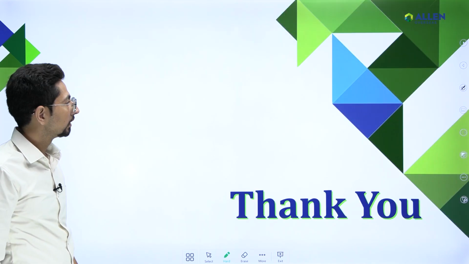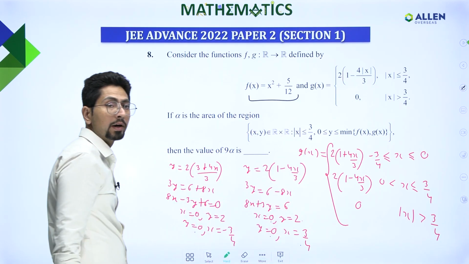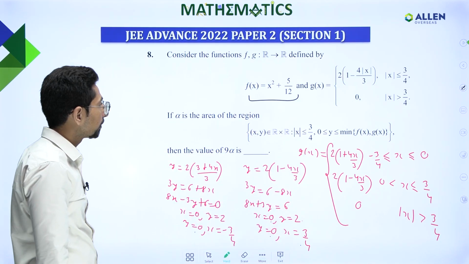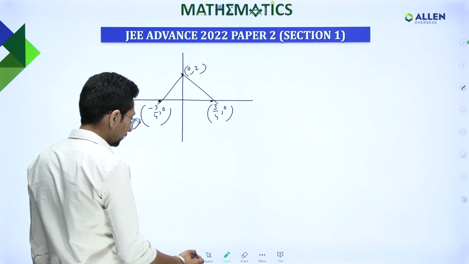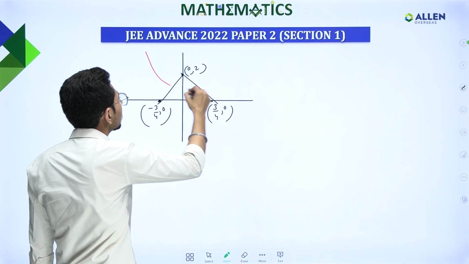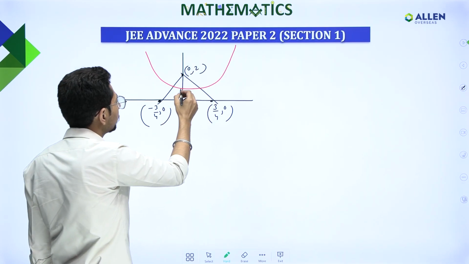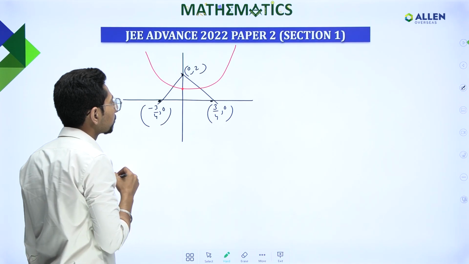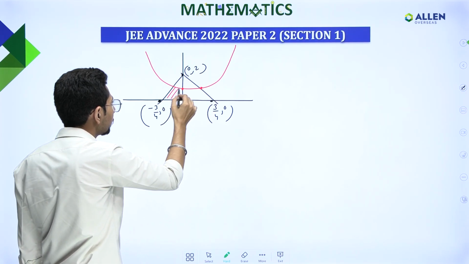Now proceeding with next, what we have is this part. Fx is x square plus 5 by 12. So proceeding with this part, this is an upward parabola, right? X square plus 5 by 12. So 5 by 12 is obviously smaller than 2. This coordinate will be 0, comma 5 by 12. Now let's find this coordinate, right? We have to find this area. We have to find this area.